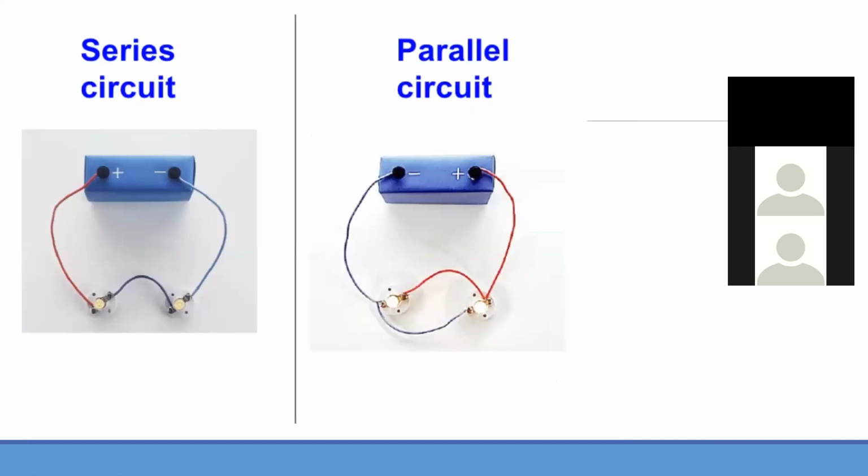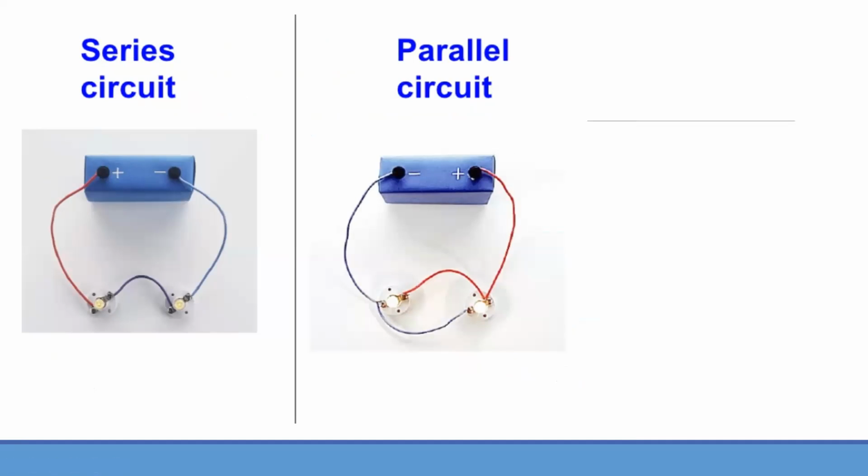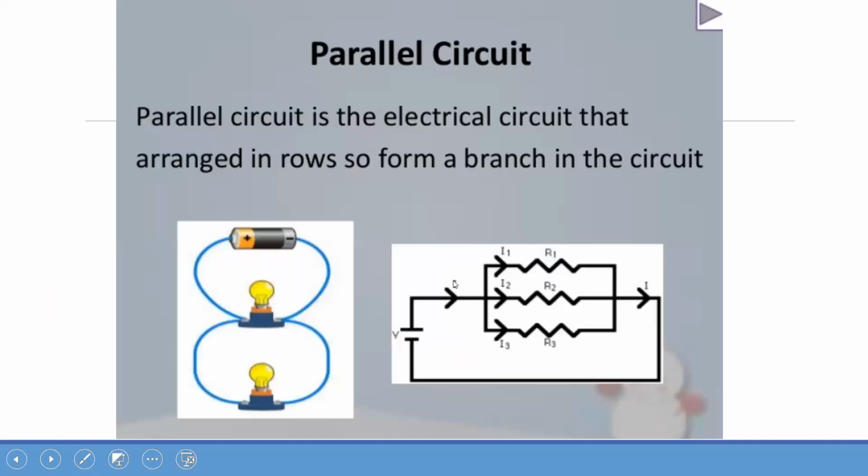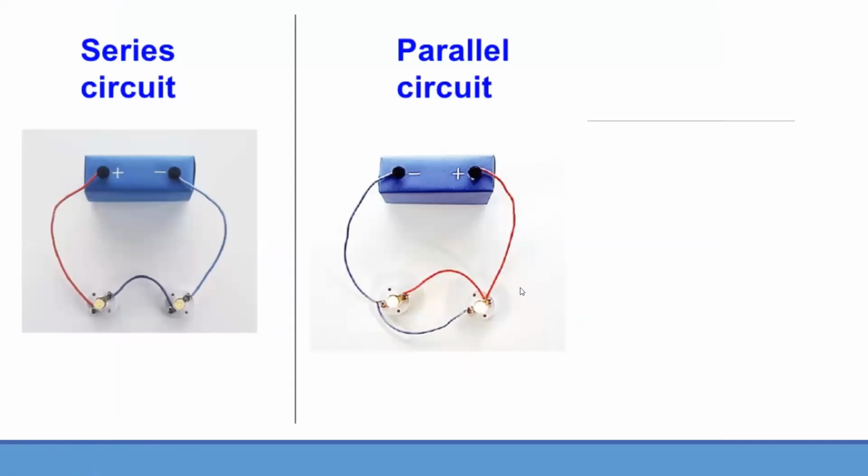Now, let's see here. This is the series circuit and this is the parallel circuit. In the series circuit, as you see, we have the battery, and the 2 lamps are connected in one path. But here they have 2 paths, 2 wires that are parallel to each other. So this is the parallel circuit.